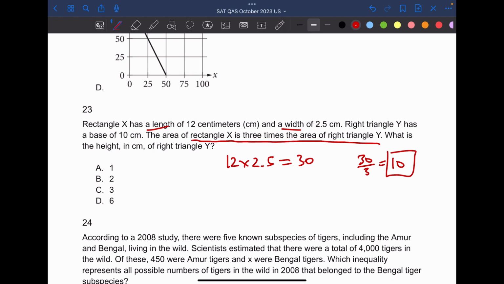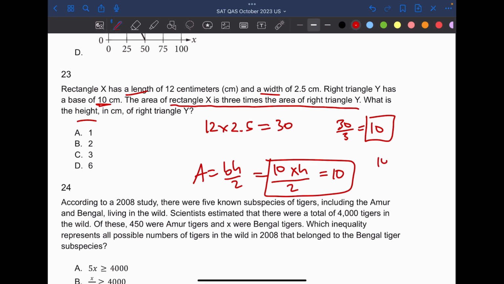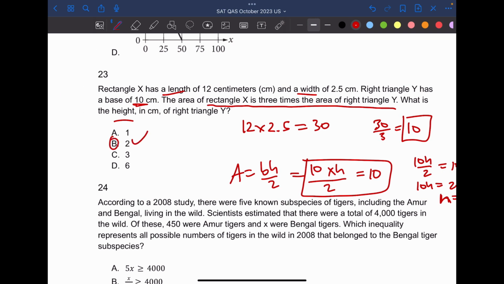And then it asks us for the height, giving us the base. So first we know for any triangle, the area is equal to base times height divided by 2. We know the base, which is equal to 10. We know that the area should also equal 10, so all this should equal 10 at the end. We do not know the height. We know that divided by 2 stays the same. So how do you find this? We have this equation right here. Find what h is using algebra. So 10h over 2 is equal to 10. So 10h is equal to 20. H is equal to 2. So basic algebra, and your answer is B, and we're done.